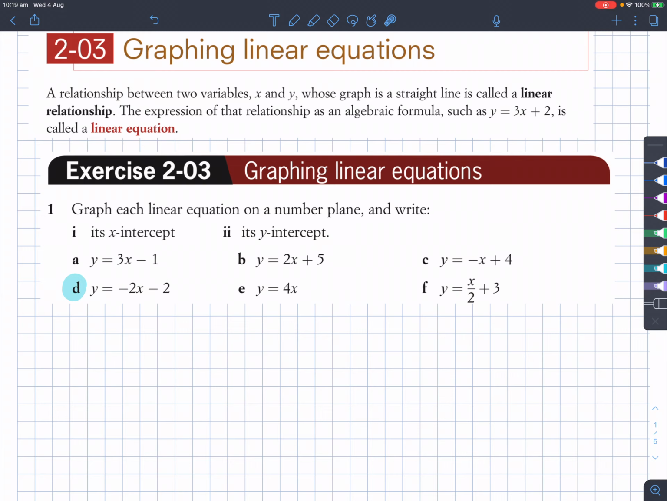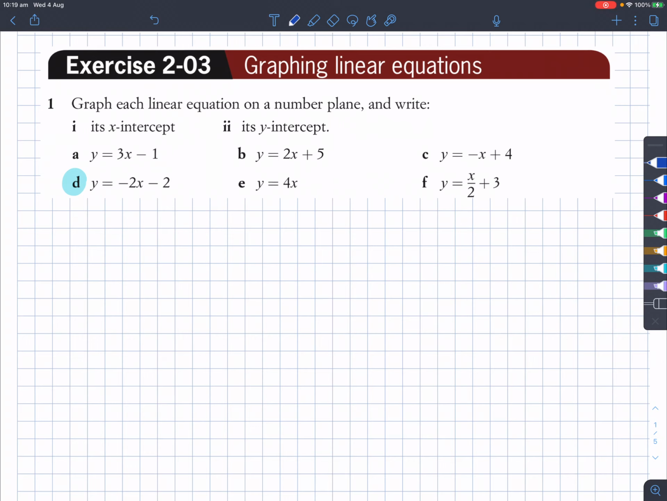Now in your book, I want you to write down exercise 203, graphing linear equations. We'll start with question 1D as an example. Question 1: graph each linear equation on a number plane and write the x-intercept and y-intercept. I'm going to explain to you what these are after we graph this. In question 1, all they require you to do is draw out a table of values. Remember how we drew x and y before, and we had 3 values here. You can pick 1, 2, 3, but I'm going to pick 0, 1, and 2.